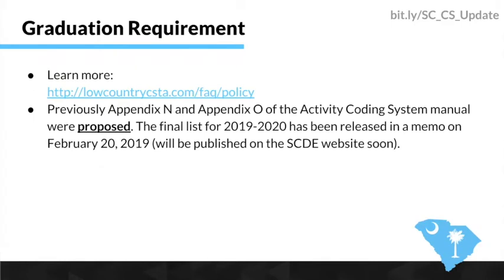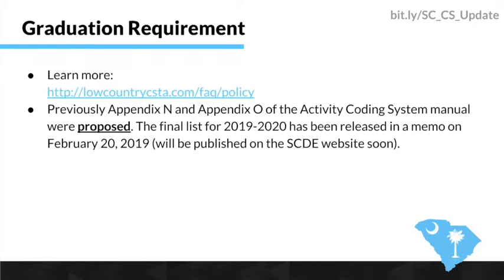So let's jump right in. The number one question we get, and I think is fresh on everyone's mind, is what's going on with the graduation requirement? There have been a lot of memos from the State Department of Education, a lot of presentations, a lot of communication. And I'm happy to say we are finally at a final document for the 2019-2020 school year. A memo was released February 20th, the week before last, that links to the final list.